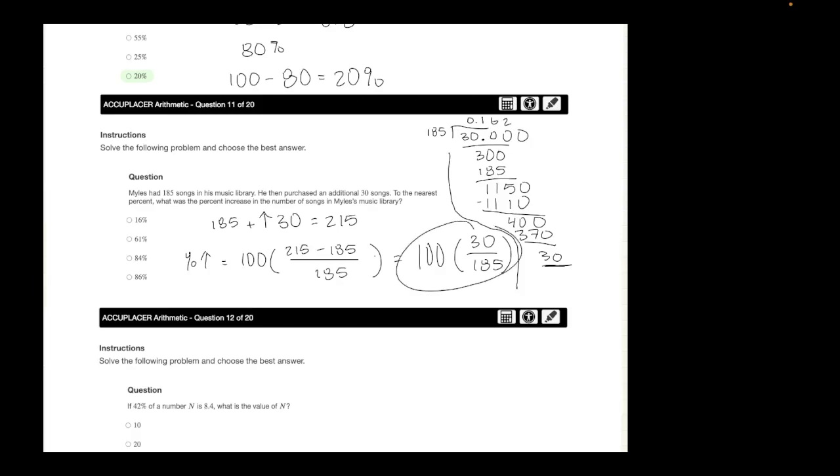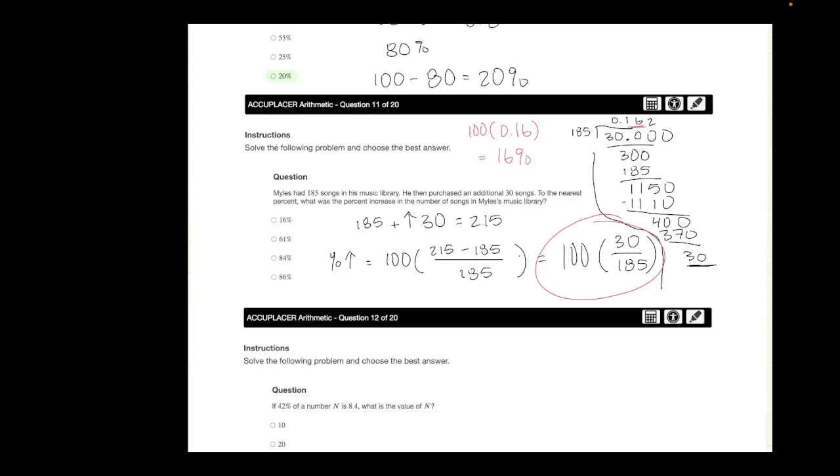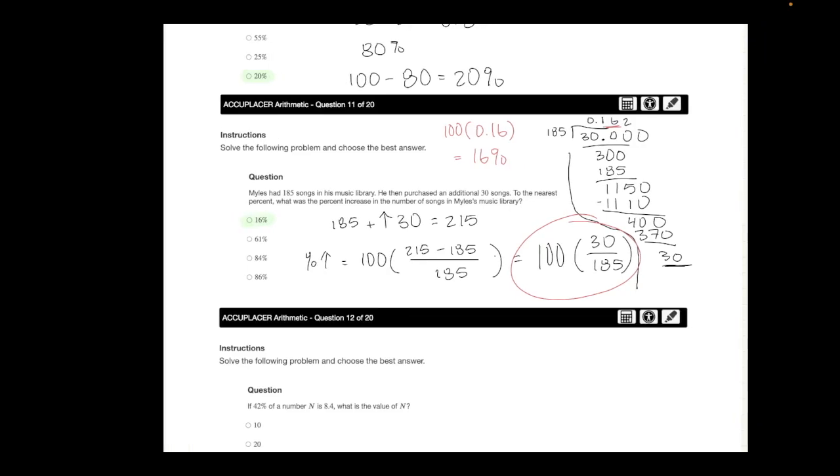So then this, let's choose a different color. This 100 times the 30 over 185, let's move that up here. That can be written as 100 times 0.16. We're just going to round here, and that gives us 16%, and that is our increase. He had a 16% increase in music.